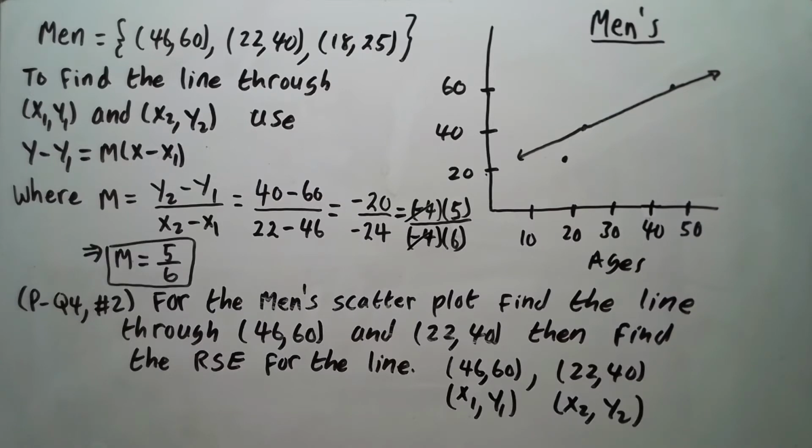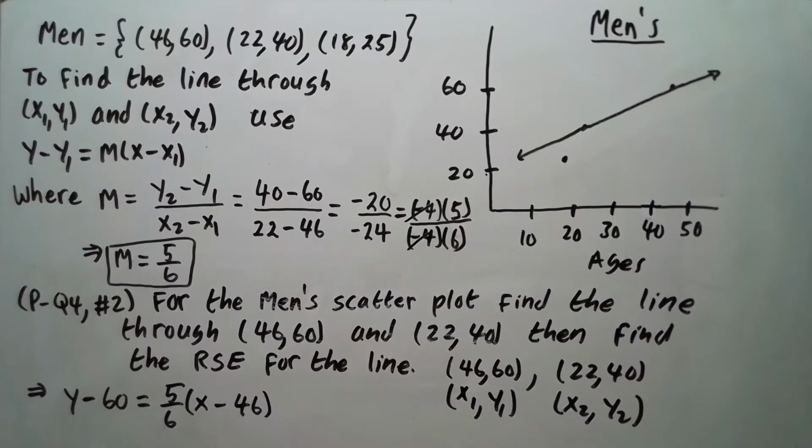Now we're going to plug into this one up here, which is called the point-slope form. So plugging into that, it'd be y minus y1, y1 is 60, equals m, which is 5 over 6, times (x minus x1), where x1 is 46.